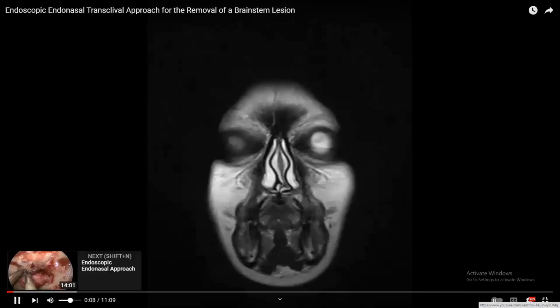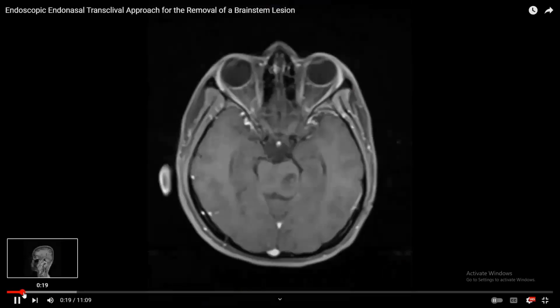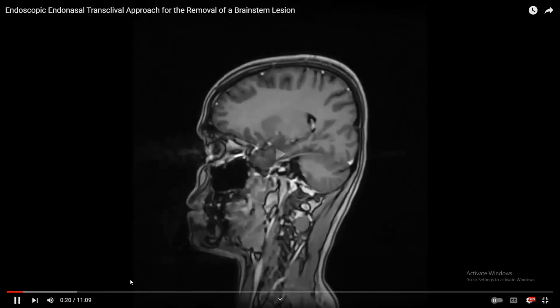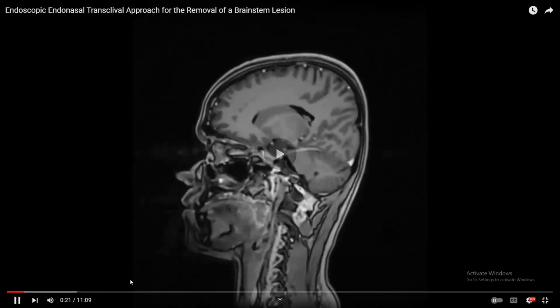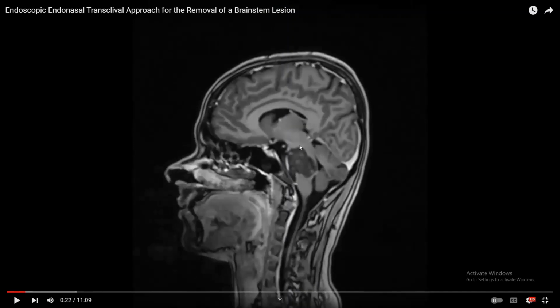So while it comes up, you can see the axis. No, I want to show you. Yeah. So now you see it's in the pons, okay, and going up to the pontomedullary junction. So up till here, so you can see the basilar is right here, okay. The basilar is right here.